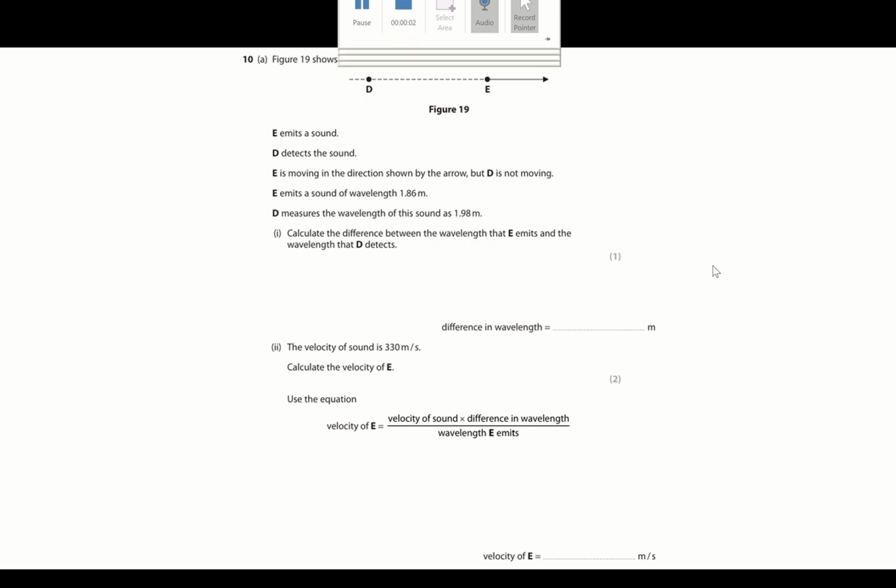Okay, question 10. Figure 19 shows two objects, E and D. E emits a sound, so all the time this is making a sound. Let's imagine it's going bop like that. D detects the sound and E's moving away.